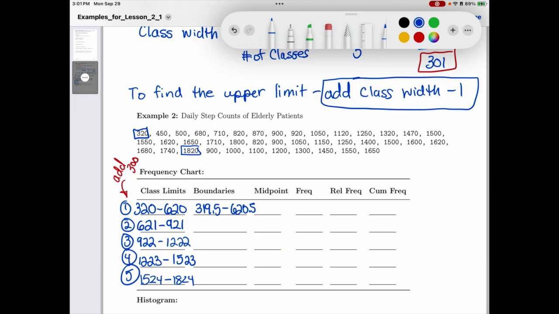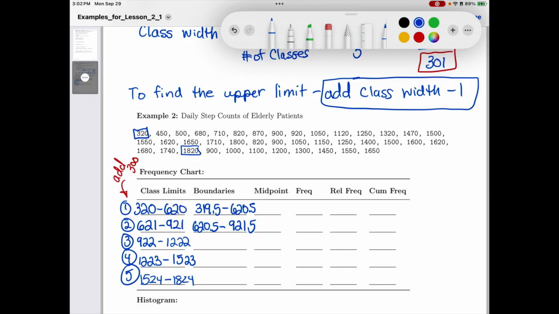Now, when I jump down to the next class for the boundaries, we're going to start at 620.5 because that is 621 minus a half. And then I'm going to take 921 and add a half. So my interval for the boundaries for the second class is going to be 620.5 to 921.5. So now we're closing the gap.